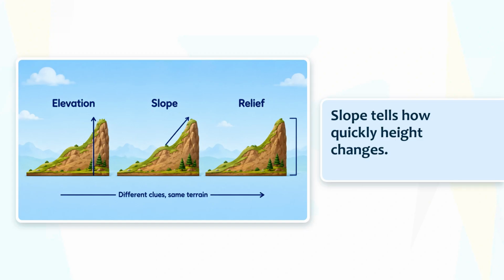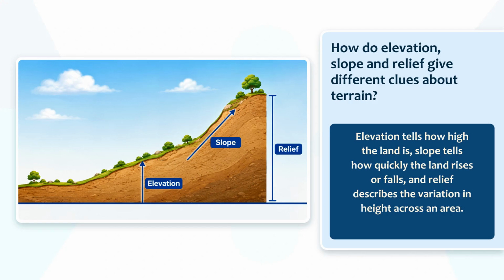This makes the measurement idea clearer. Slope tells how quickly height changes. Relief looks across the area, while elevation describes how high a point is. Trace each marker with your eyes. How do elevation, slope, and relief give different clues about terrain? Now connect each marker to its meaning. Elevation tells how high the land is, slope tells how quickly the land rises or falls, and relief describes the variation in height across an area. Each clue answers a different question about the same terrain.